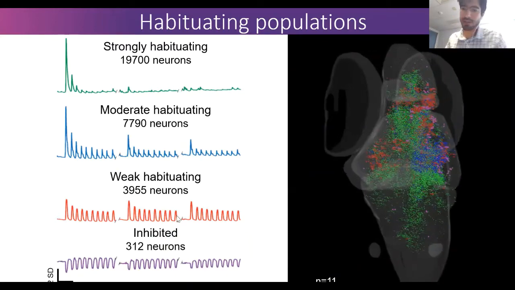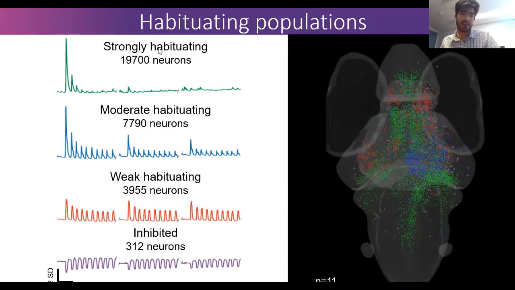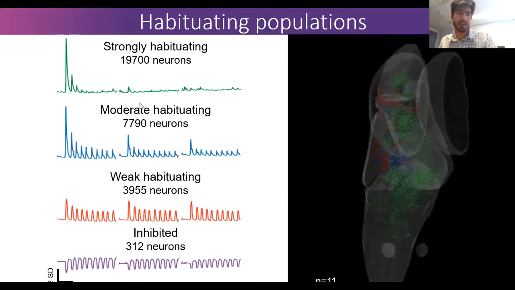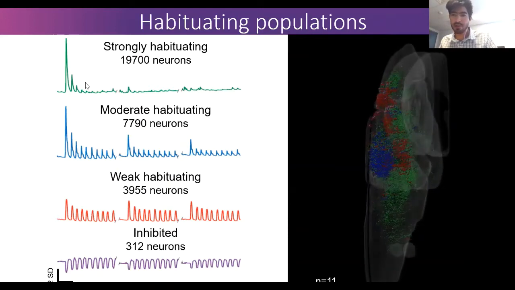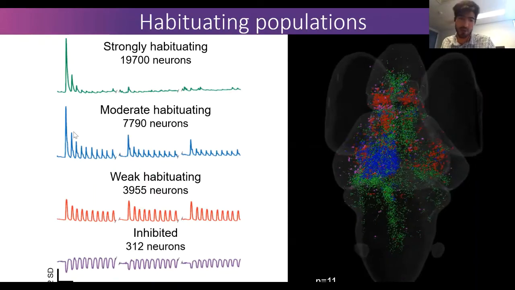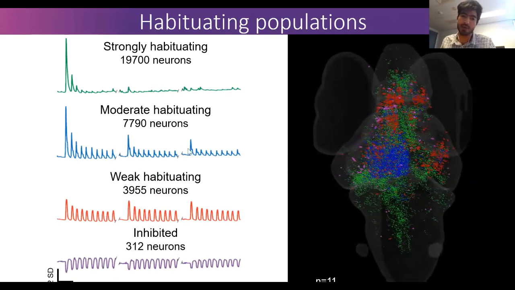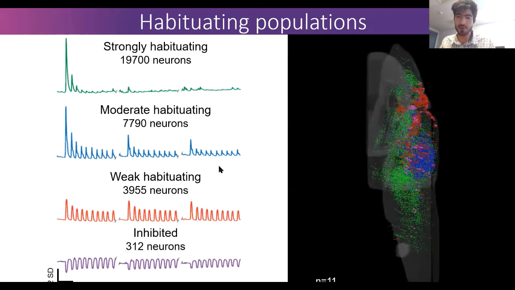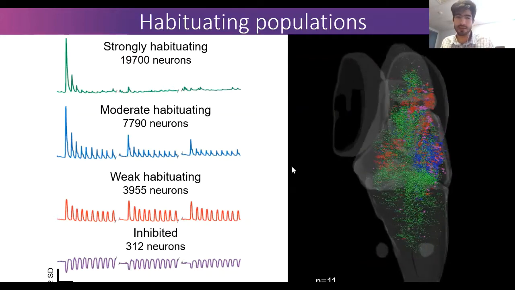So these are the four main kinds of responses that we found. We had a big number of neurons, very widespread across all the brain, that are strongly habituating, so they habituate very fast. We have a group of moderately habituating neurons that habituate gradually, are more sensitive to the recovery, and they never fully habituate, at least not after 30 looms, and they're mostly located in the optic tectum.